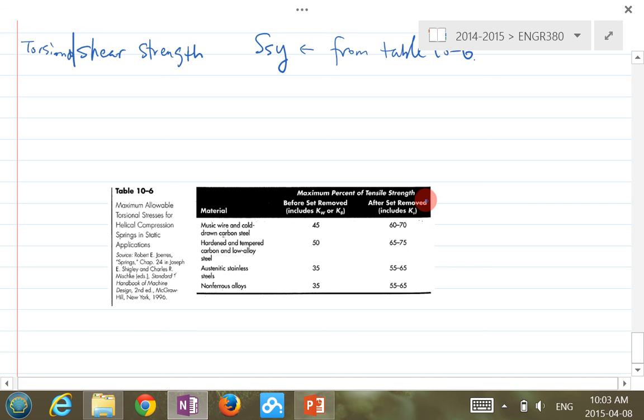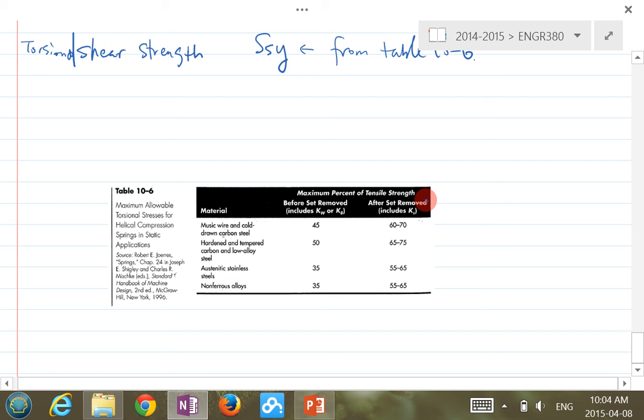Set removal basically means this: one of the common phenomena you see with a spring is, if you have a car and you ran it for a long time, the car becomes softer. Basically, if you compress the spring for a long time and then let it go, the spring doesn't necessarily go back to its original length anymore. That's called a permanent set.